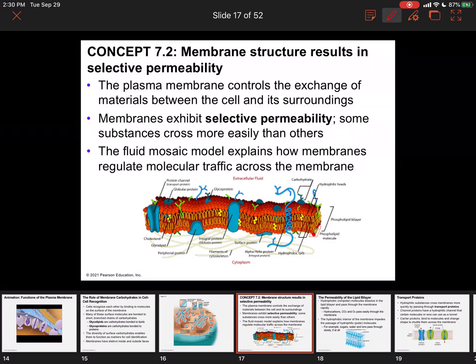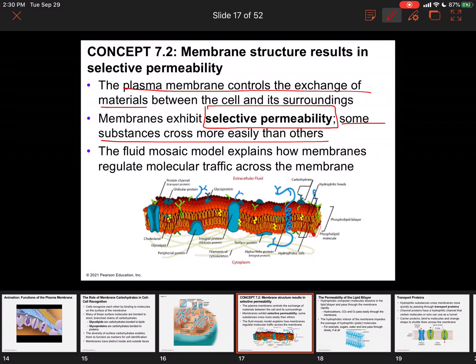Okay, so it says membrane structure results in selective permeability. That word's hard to say. It says the plasma membrane controls the exchange of materials between the cell and its surroundings. So that's its function, the main function. It will control the exchange of materials. But in order to do that, some things are going to have to cross the membrane. And so these membranes are selectively permeable, or sometimes we may say semi-permeable. You may hear that term also, which means some substances cross more easily than others.